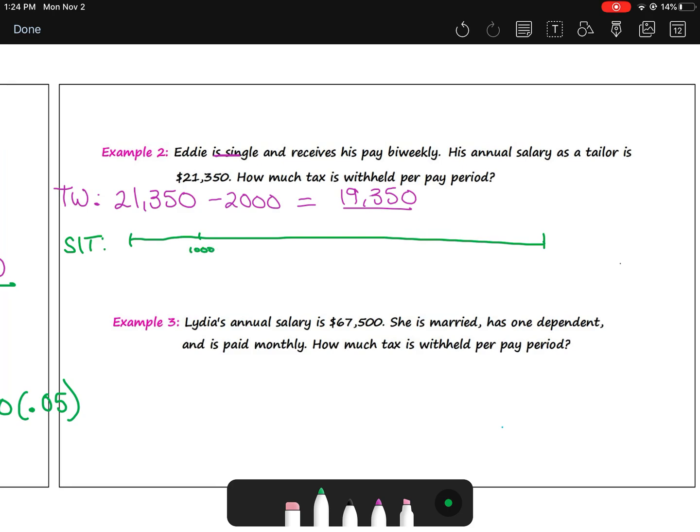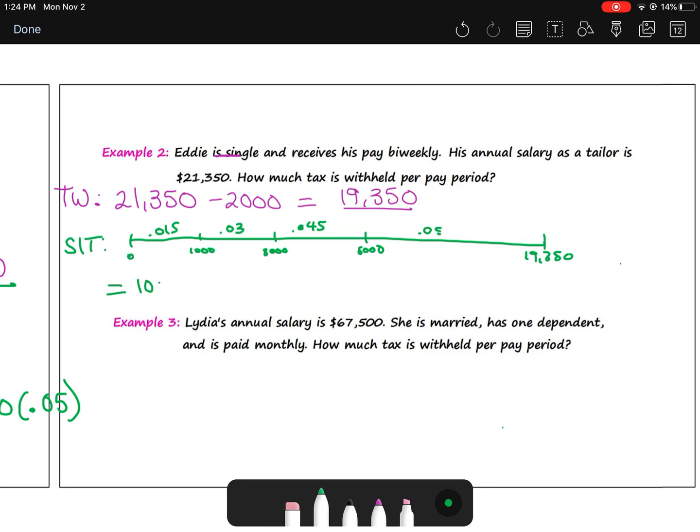So you have the 1,000, 3,000, 5,000, and at the end I'm putting my taxable wage. The rates stay the same, so 1.5%, 3%, 4.5%, and 5%. Let's go ahead and calculate this. 0 to 1,000, that's $1,000. 1,000 to 3,000, that's 2,000. I'm just subtracting to get that difference. 3,000 to 5,000, there's a $2,000 difference. That's at 4.5%. From 5,000 to 19,350, that's 14,350. That's at 5%.